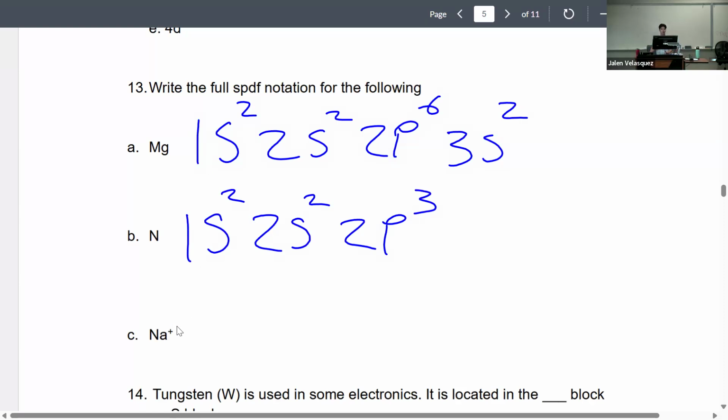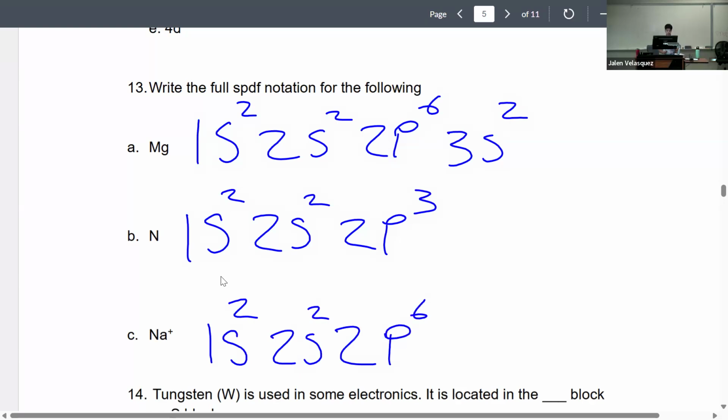And then watch for sodium here. We have a +1 cation. So we're going to have one less electron than what would be expected from the neutral configuration of sodium. So who knows what it's going to be for the sodium ion here? Good, 2p6. So you're just going to take away that 3s1, because it loses that electron. Okay. Any questions about writing SPDF notation?